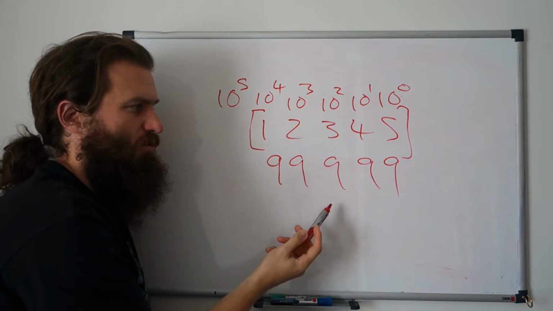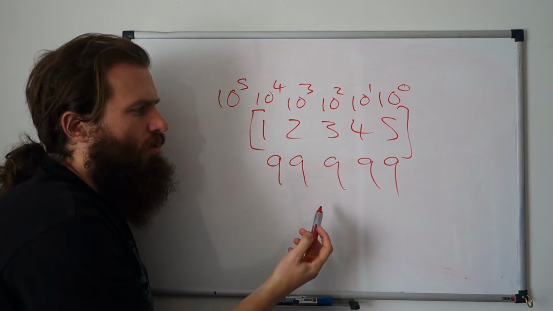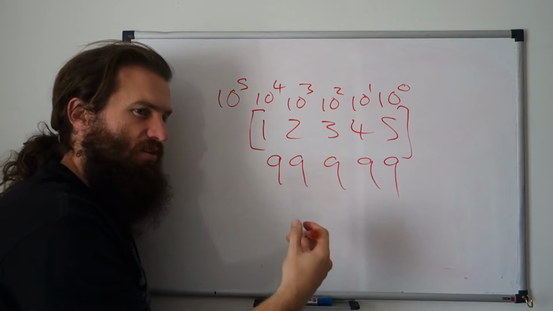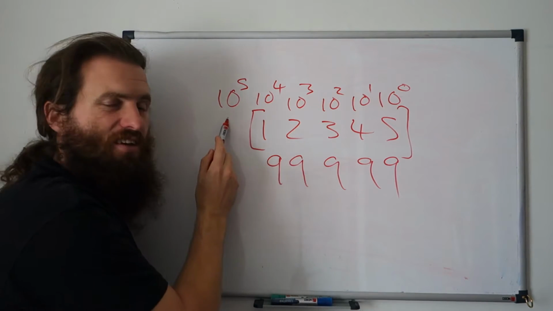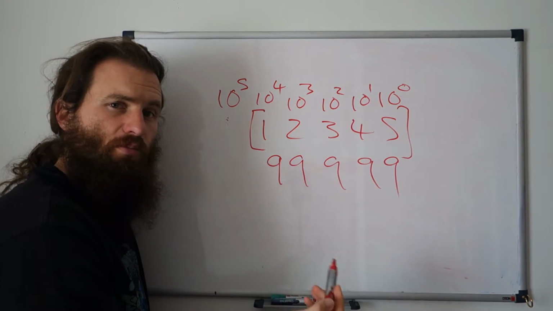So 100,000 minus 1 is 99999. And from what we said before, the number of different numbers is actually that plus the number 0, so it's actually 100,000, so it is just this. So how could we work out what this number is going to be for the number of digits we've got?